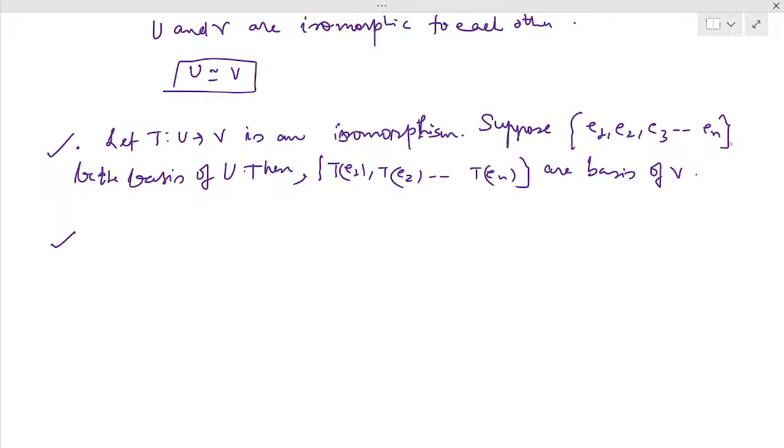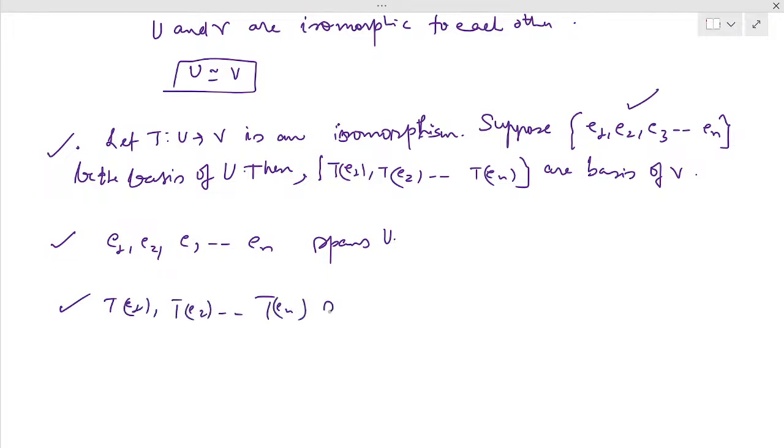The first implication is that if E1, E2, E3, ..., En spans U, since a basis means it should span U, then TE1, TE2, ..., TEn spans V. Further, understand these are linearly independent sets of vectors, because they are bases. A basis contains linearly independent vectors, right?